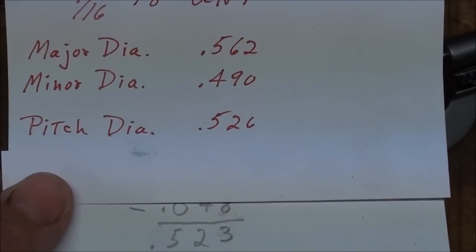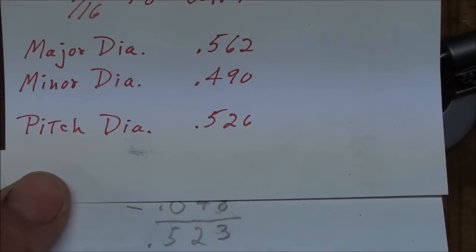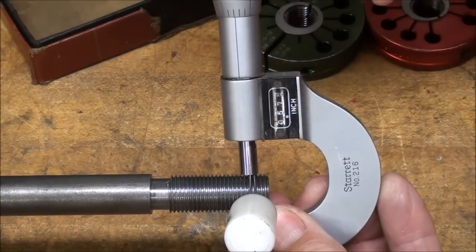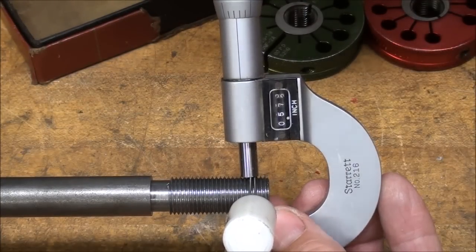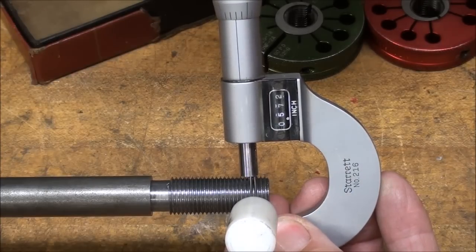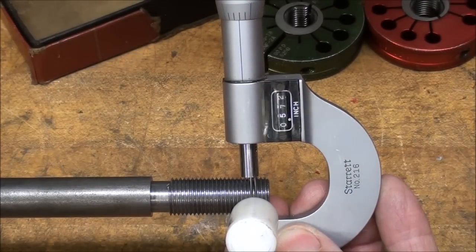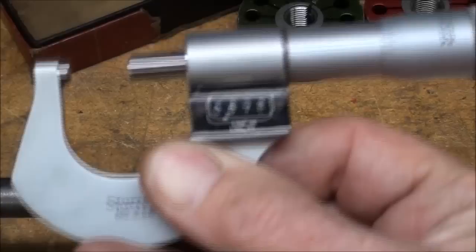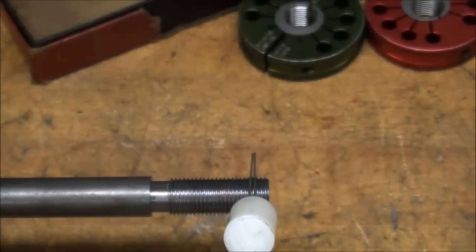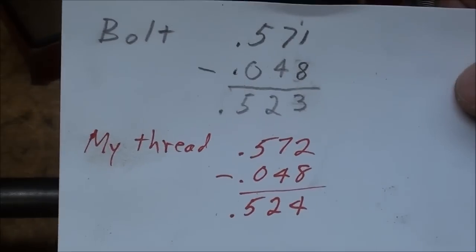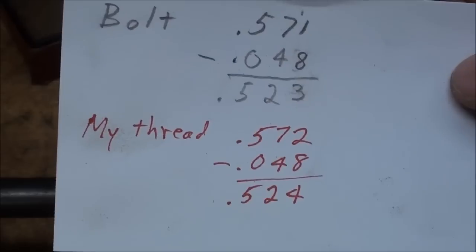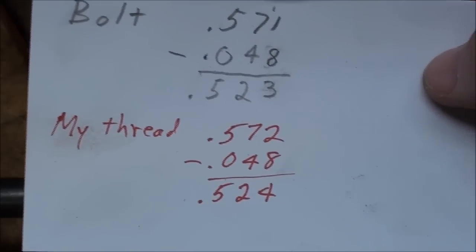Now let's do the same measuring to the one that I made. Now I'm measuring with the 3-wire system. And it sure helps if the work is held like that. And I'm getting 572. And looking at this now, the red is mine and the top one is the bolt I did a minute ago. So subtracting that constant from the 572, I come up with 524.